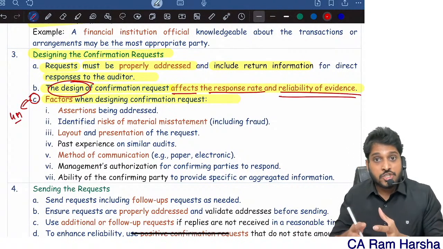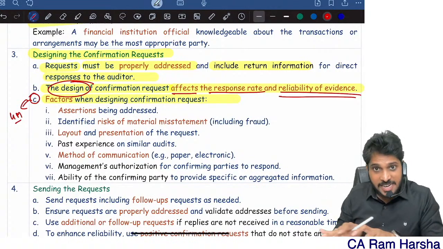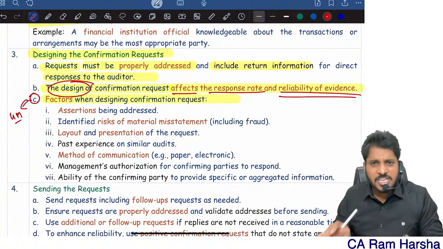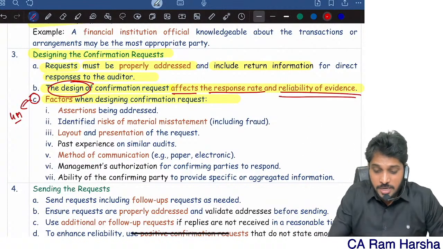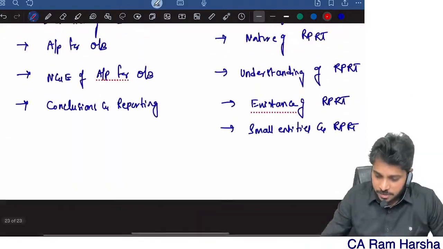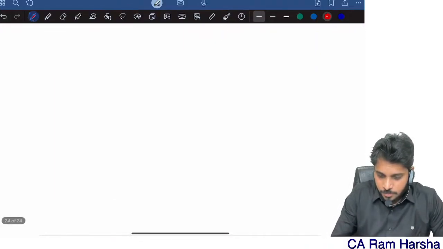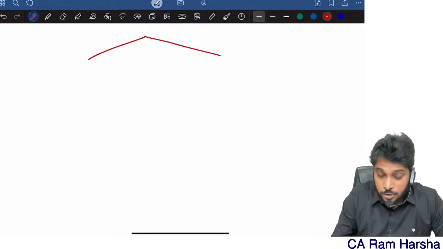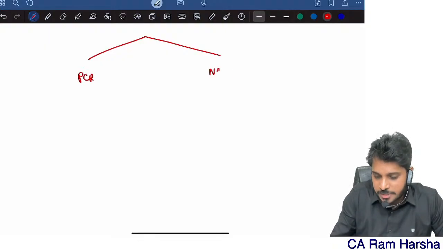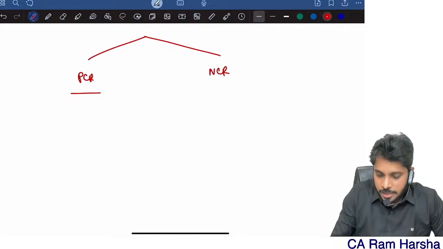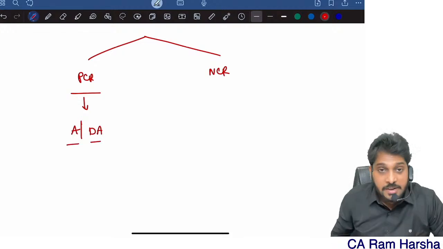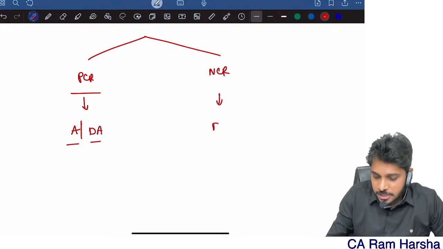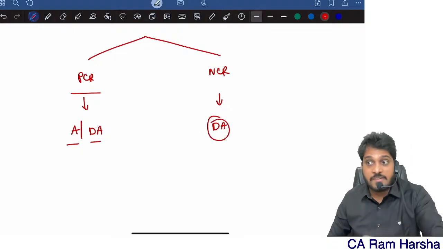You need to make sure the third party's job is simple. When you are designing the request, you fill in the amount, you mention everything and tell them, sir, please reply whether you agree or disagree. There are two design formats. External confirmations are broadly of two types: positive confirmation request and negative confirmation request. In a positive confirmation request, the third party has to respond whether he agrees or disagrees with the information. Whereas in a negative confirmation, the third party will respond only when he disagrees.